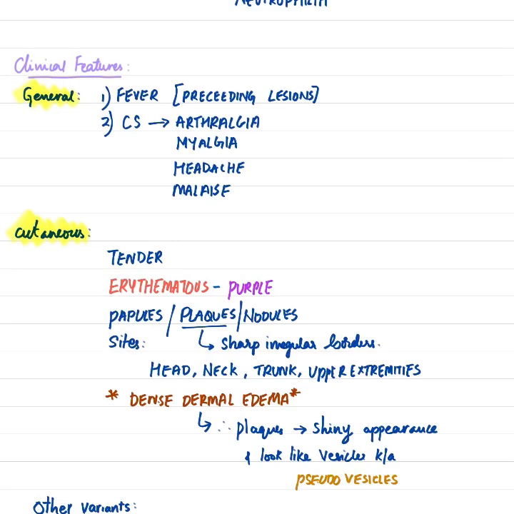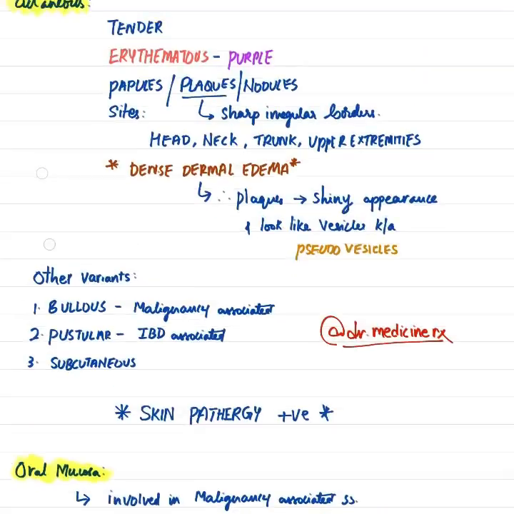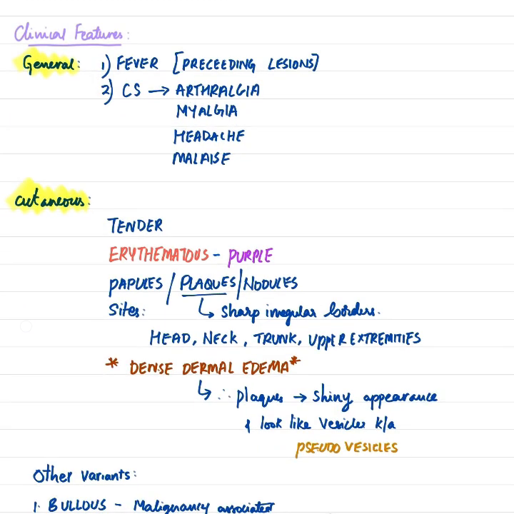Coming to clinical features, there can be general features, cutaneous features, oral mucosa features, and extracutaneous features. The first general feature is fever, as it is an acute febrile neutrophilic dermatosis. Fever is the most common presenting symptom, and it occurs preceding the appearance of any lesions. The second feature is constitutional symptoms. It can be either arthralgia or myalgia, headache, malaise, or a combination of these.